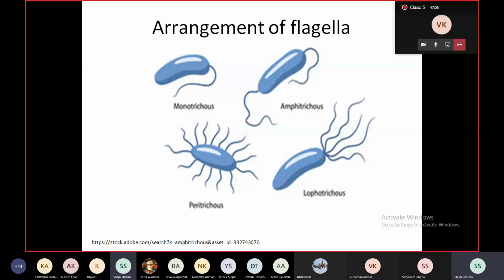There are 4 types. There could be one flagellum at one end, called monotrichous. There could be an amphitrichous arrangement wherein there are flagella at either end. Then there could be a tuft of flagella at either one or both ends, called lophotrichous. Lopho is a tuft. While there could be flagella distributed throughout the surface or perimeter, it's called a peritrichous arrangement.